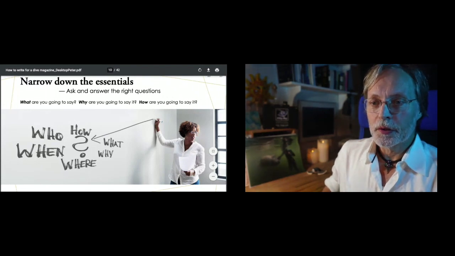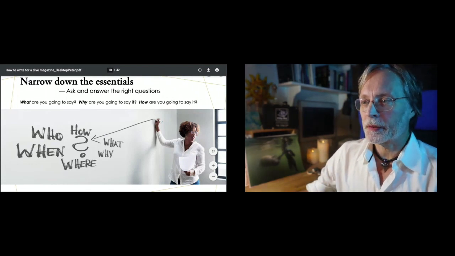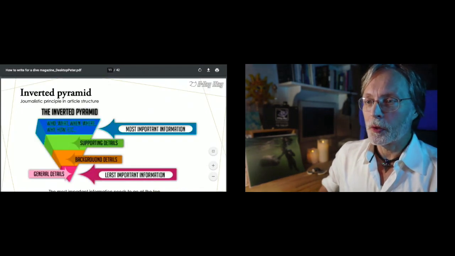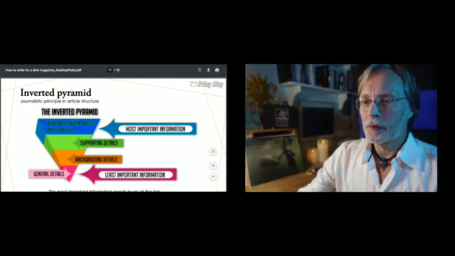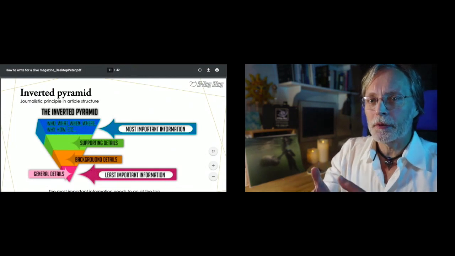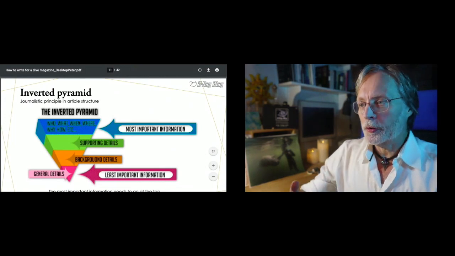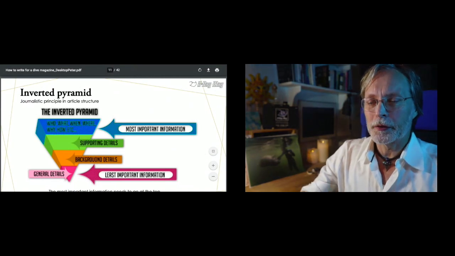This is called the inverted pyramid. This is a journalistic principle in article structure. It actually comes from the news world. And what that is all about is that you put all the most important information up front. You cover the main questions up in the beginning. It's not only to captivate the reader's interest and get them reading. And you put all the supporting details, background text, the general details further down.